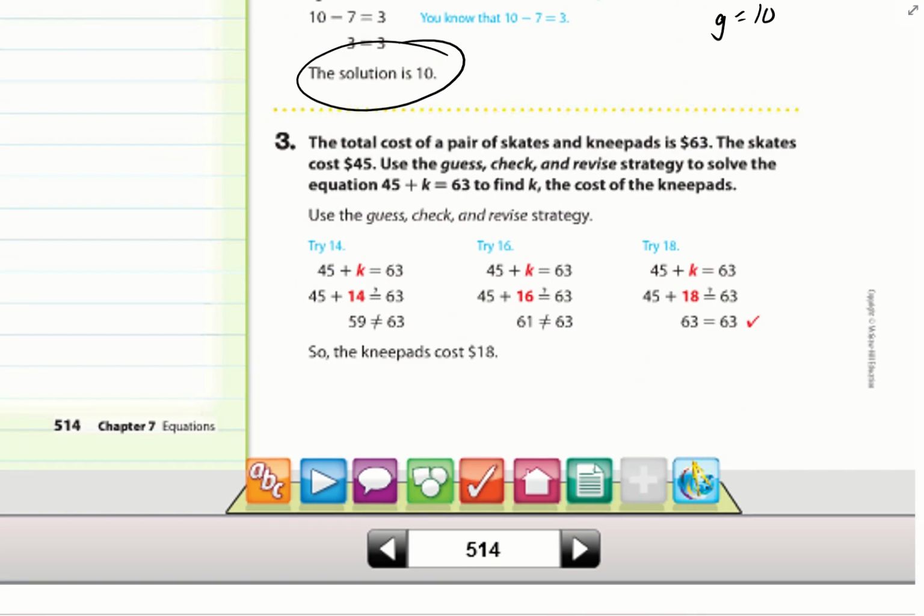But today, everything should be able to work mentally. It says the total cost of a pair of skates and knee pads is $63. The skates cost $45. Use the guess, check, and revise strategy to solve the equation 45 plus k equals 63 to find k, the cost of the knee pads. So I can just check random numbers. So we're going to try 14. 45 plus 14 equals 59, so it's not 63. So I'm going to try 16. 45 plus 16 equals 61, and that's not equal to 63. So I'm going to try 18. 45 plus 18 does equal 63, so I know k, the cost of the knee pads, is going to equal 18.